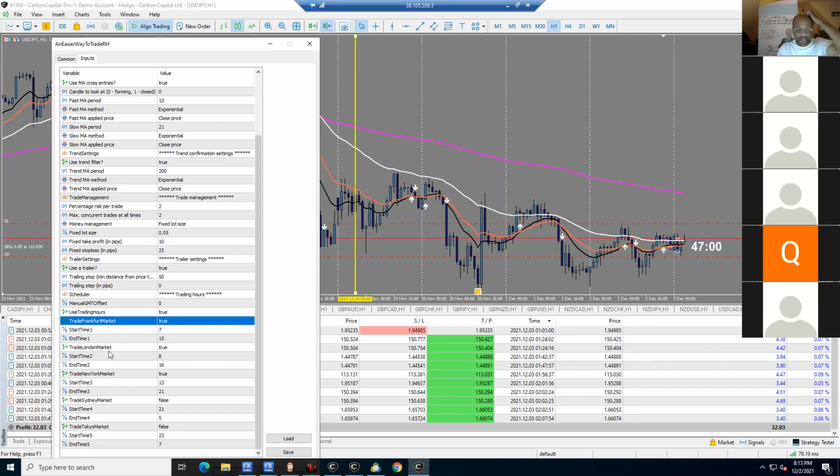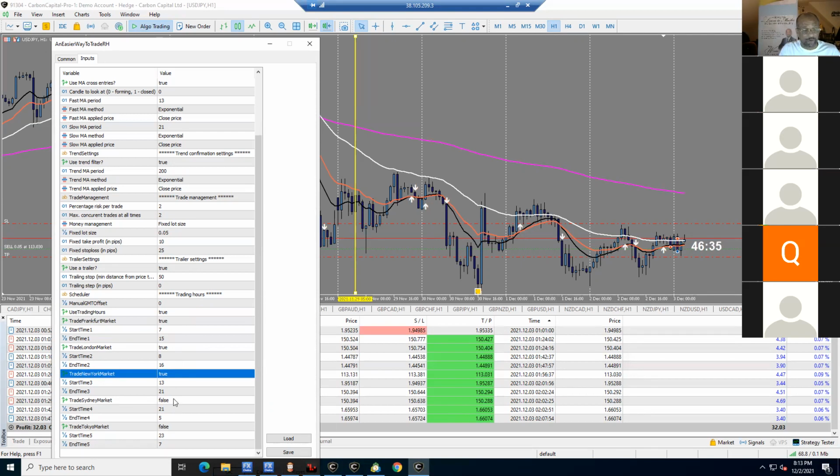It will only trade the pairs in those markets. I'm not saying it's just going to trade London pairs. No, that's not what I mean. I mean, it will only take trades, period, during London. Or if you only want to trade the New York session, it'll only take trades during New York. However you have this set, right?